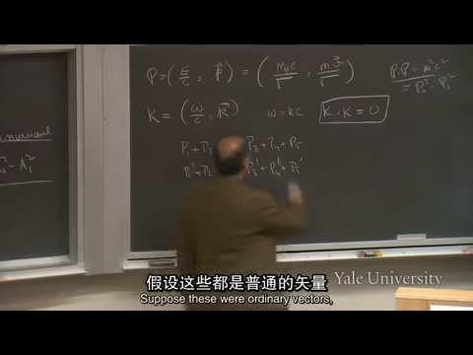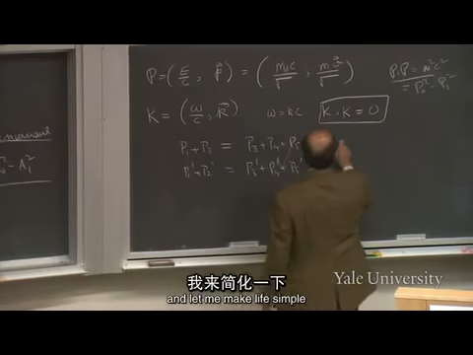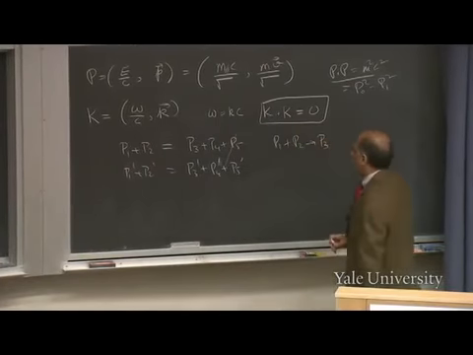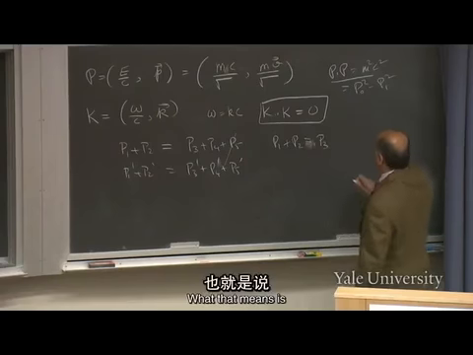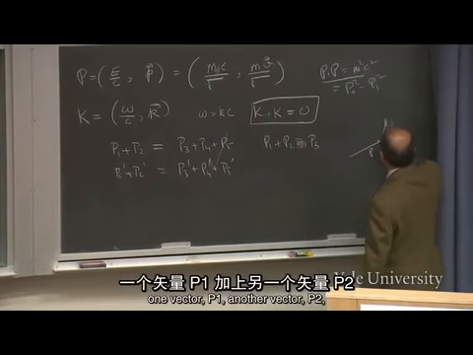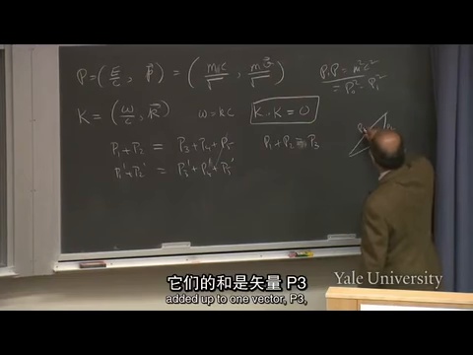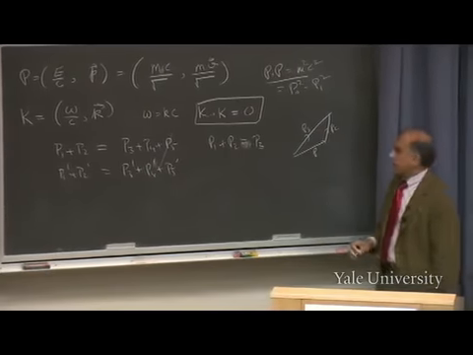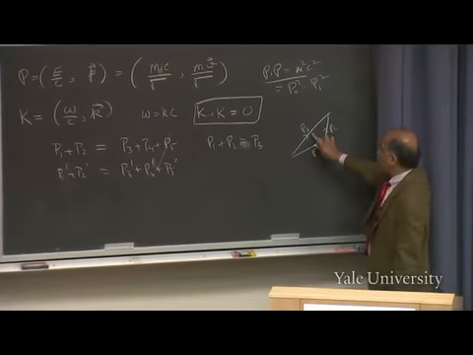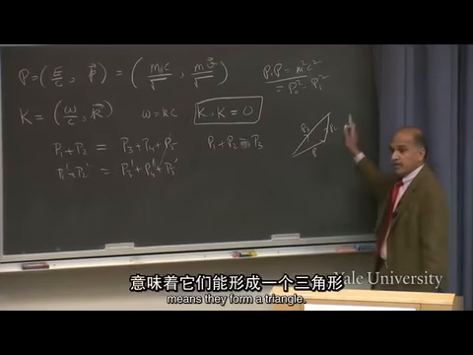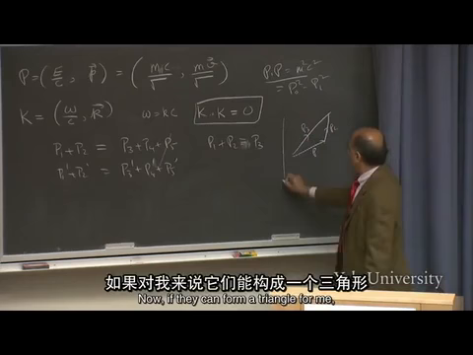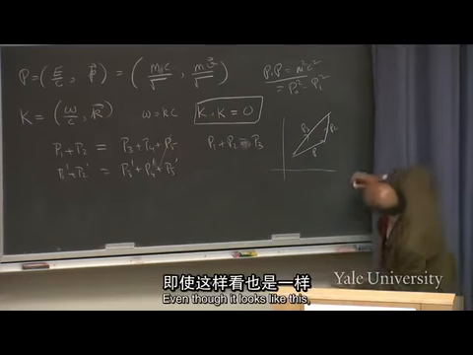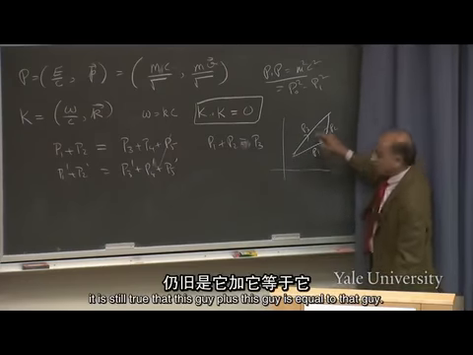Suppose these were ordinary vectors, and let me make life simple by saying P1 plus P2 became P3. What that means is one vector P1, another vector P2, added up to one vector P3, except these are not ordinary arrows, these are arrows in 4 dimensions. The fact that 2 arrows add up to a third one means they form a triangle. Now they can form a triangle for me, and you can stand on your head and do what you like. It'll still be true, even though it looks like this. It is still true that this guy plus this guy is equal to that guy.